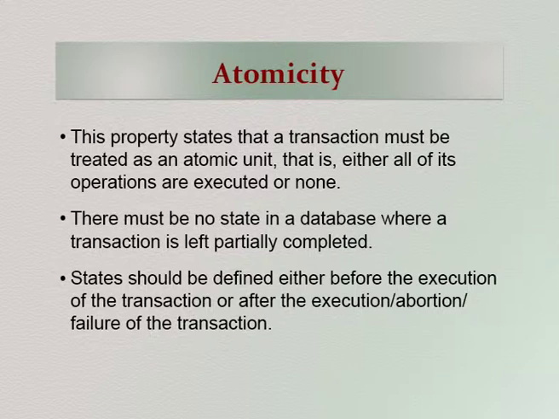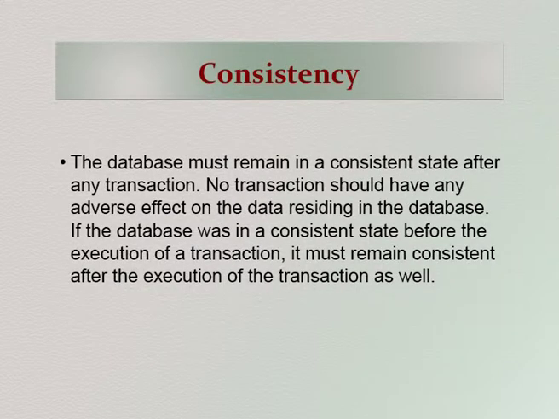The next property that a transaction needs to satisfy is the consistency property. The database must remain consistent all through the transaction. Suppose a transaction has an adverse effect, then the database may be disturbed and not in a consistent state. So, no transaction should have any adverse effect on the data residing in the database. If a database is in a consistent state before the execution of a transaction, it must also remain in the consistent state after the execution.